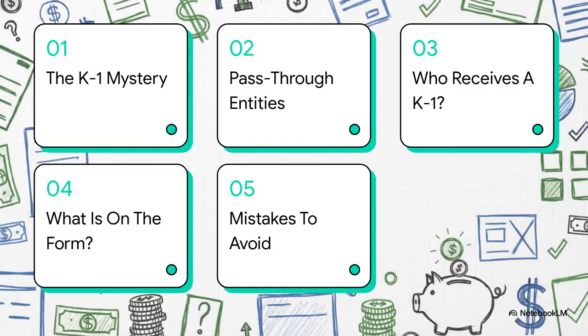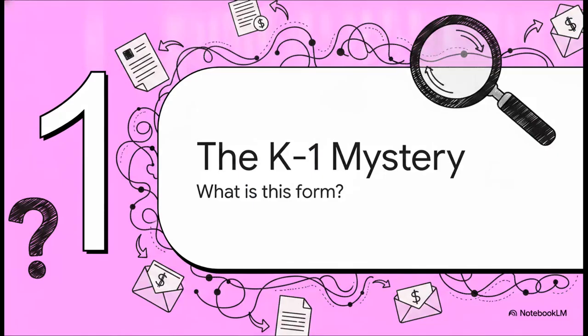Here's our quick roadmap for today. We'll start with the Schedule K-1 mystery, then understanding pass-through entities, followed by who receives the K-1. After that, what is on the form, and finally, common mistakes to avoid. Let's get to it. Section 1.